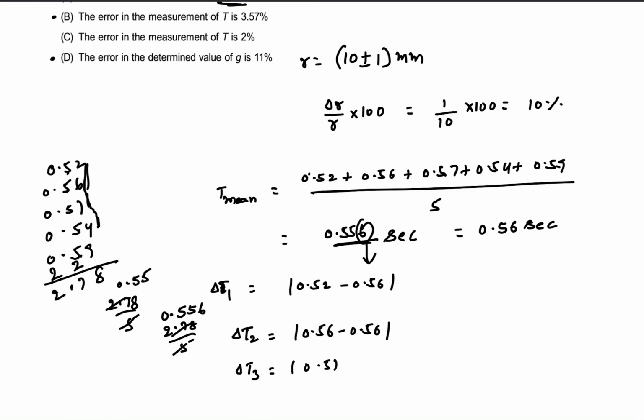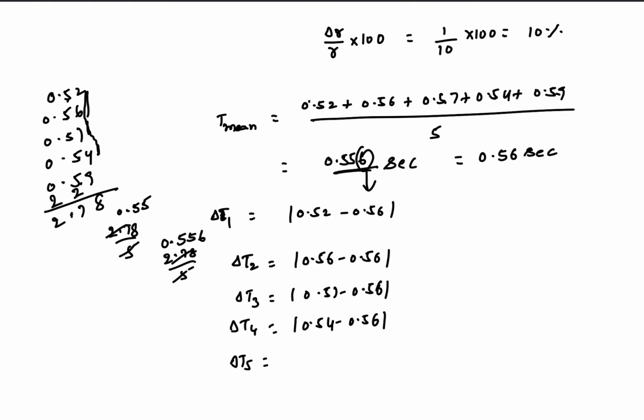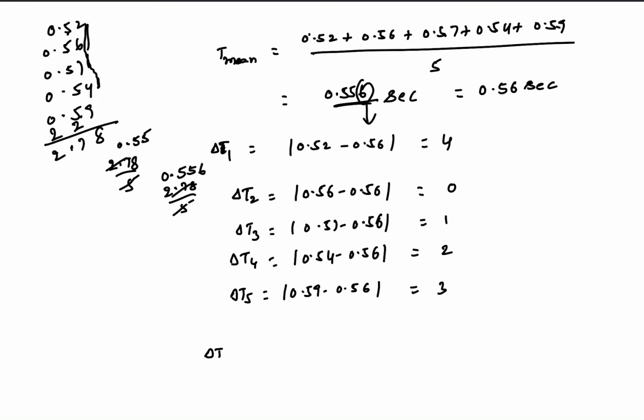Delta T1 value is equal to how much? We can write the magnitude of 0.52 minus 0.56. Similarly, delta T2 value is 0.56 minus 0.56. Delta T3 value will be 0.57 minus 0.56. Delta T4 value will be 0.54 minus 0.56. And similarly, delta T5 value is the magnitude of 0.59 minus 0.56. In the first case you will get 4, second case 0, third case 1, fourth case 2, fifth reading you can get 3.